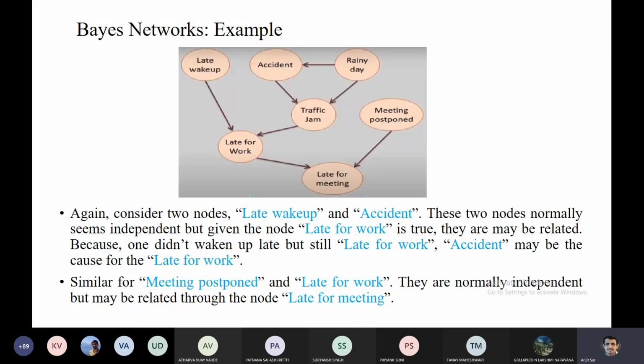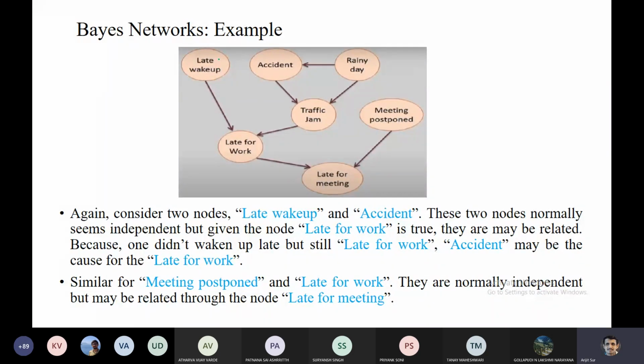Now another example on the same diagram. Consider two nodes: late wake up and accident. These two nodes normally seem independent, but given the node late for work is true, they may be related. If there is no dependence between late wake up and accident, then one did not wake up late but is still late at work, so an accident may be the cause of being late for work. So in that way, it is dependent.